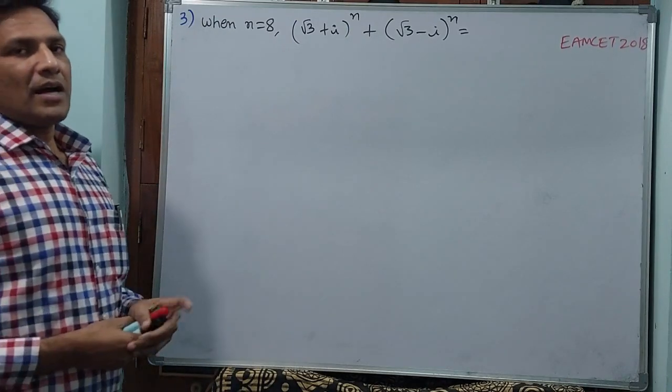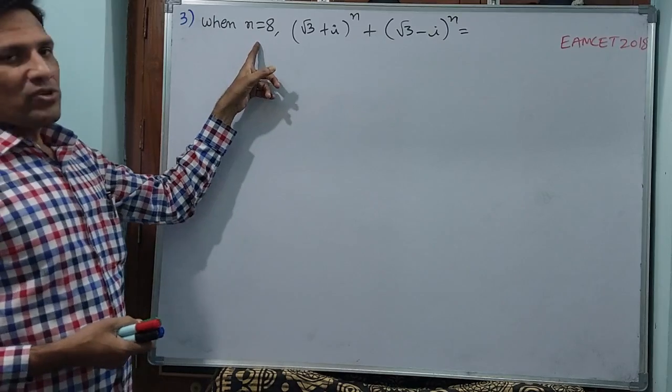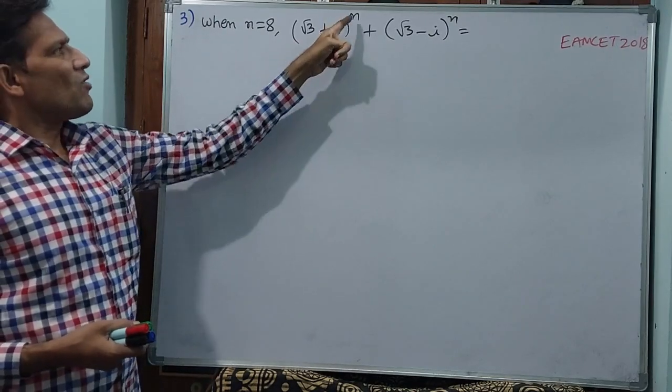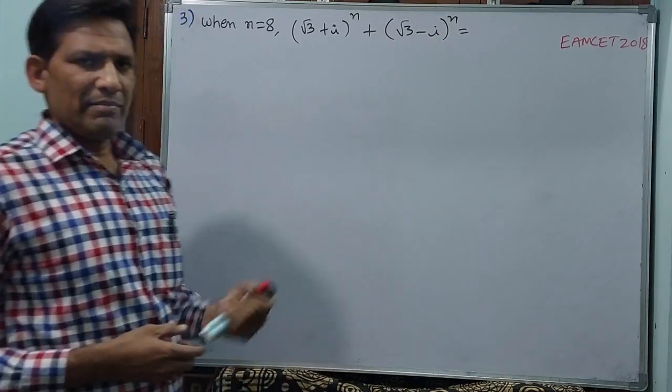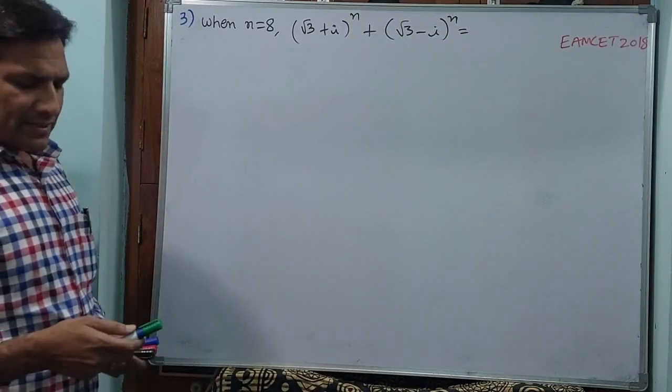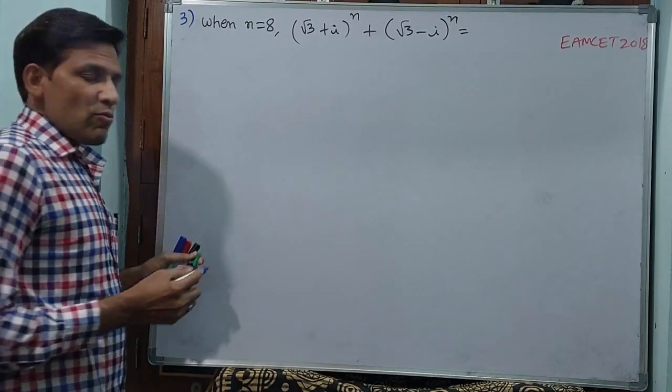Okay, let us see the third question. Eamcet 2018 question. When n is equal to 8, rather than like this, directly they would have given root 3 plus i whole to the power of 8 plus root 3 minus i whole to the power of 8, like that. But even though they have given this, let us write it. Before writing, I am writing the standard De Moivre's theorem formula.